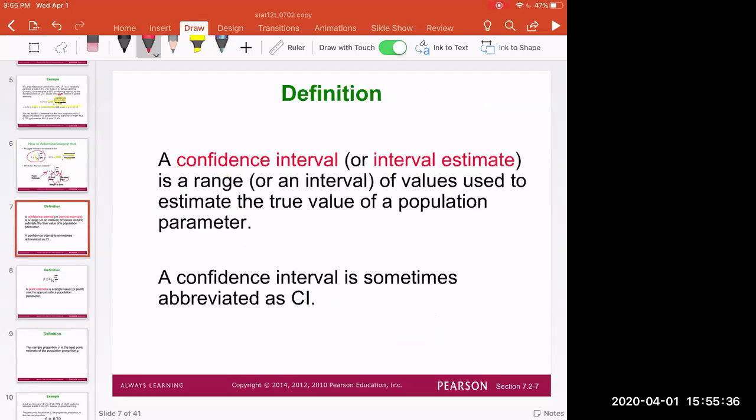So to define a confidence interval, or an interval estimate, it is a range or an interval of values used to estimate the true value of a population parameter. So just key things there: again, it's an interval of numbers, and then used to estimate some population parameter. So still just going along with the idea that in statistics, we take things from a sample to estimate or learn things about a population. And just know sometimes confidence intervals can just be abbreviated as CI.